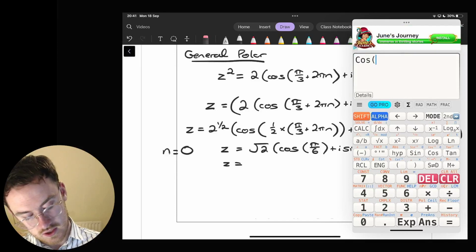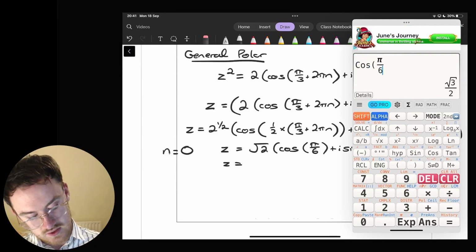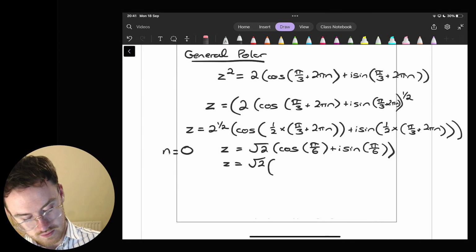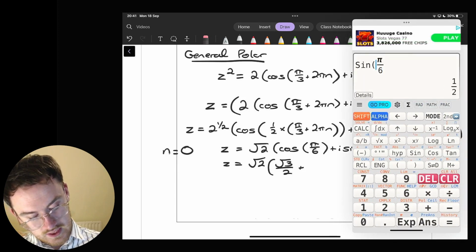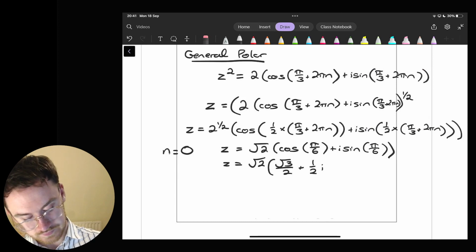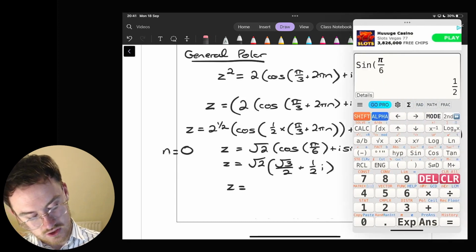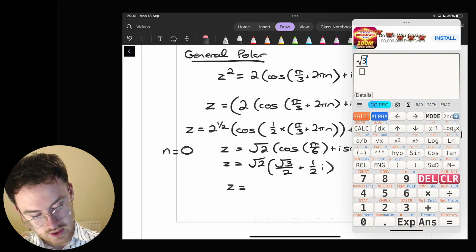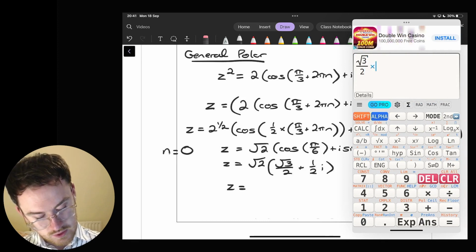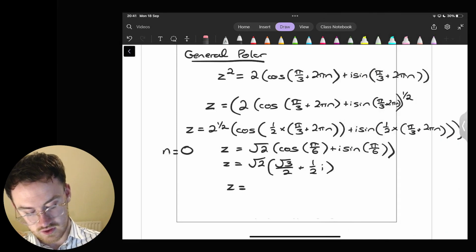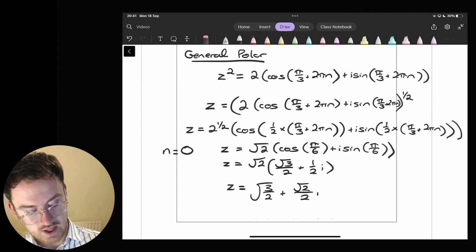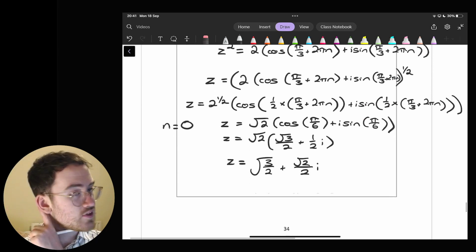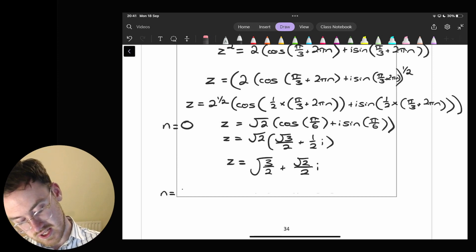So cos of pi over 6 is root 3 over 2. So root 2 by root 3 over 2. And we can work out what sine of pi over 6 is also. It is a half. And let's just compute this here, particularly if we're a little unsure. So let's multiply by root 2 and see what we get. So we just get root 3 over 2, which is perfect. So root 3 over 2 plus root 2 over 2 i as our complex number there. So that's perfect. And let's just continue on and let n be equal to 1.